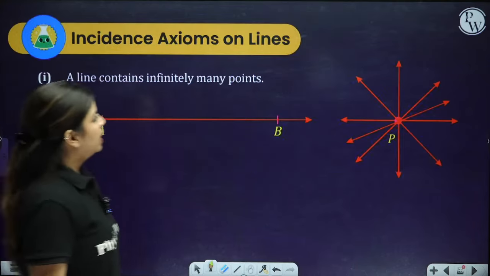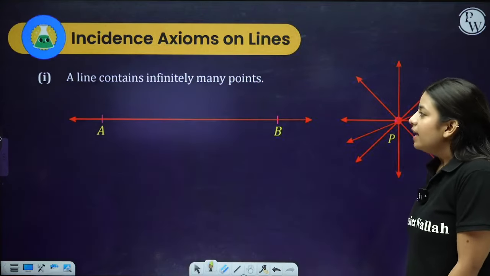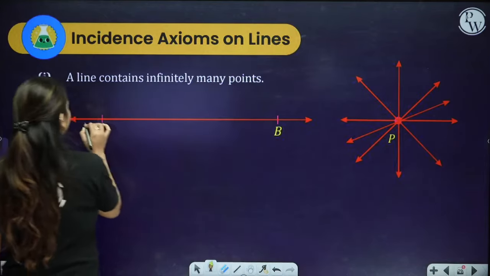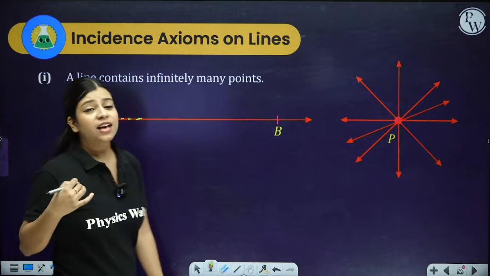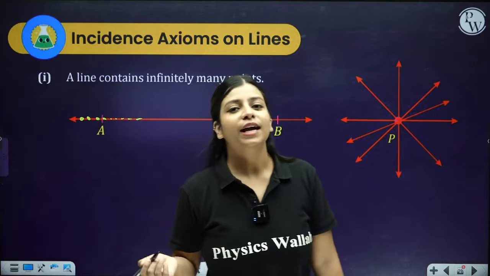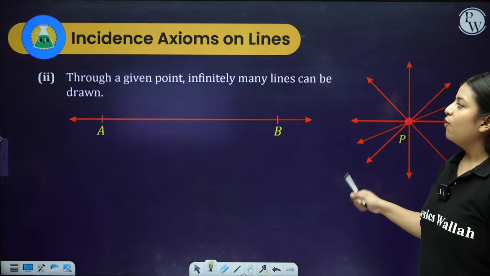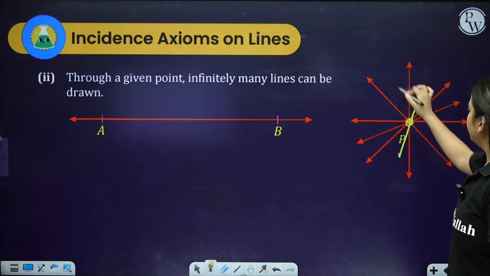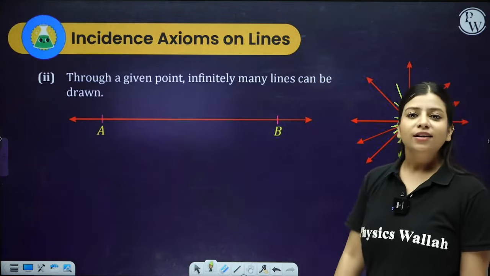Okay. Now let's move forward and let's see what we have. A line contains infinitely many points. If we look at this line, this is one point, and there are infinitely many points. So a line is a collection of infinitely many points. Through a given point, infinitely many lines can be drawn. If this point is given to you, you can draw as many lines as you want through this one given point.